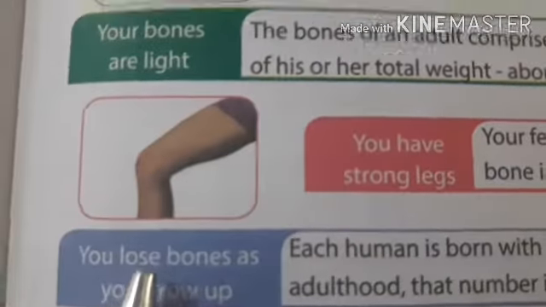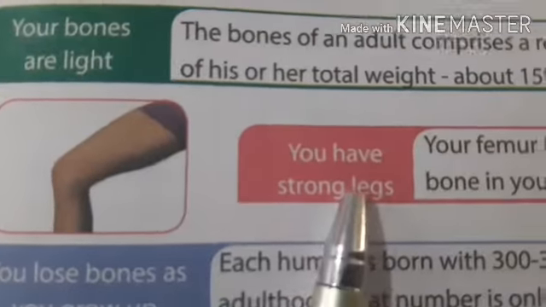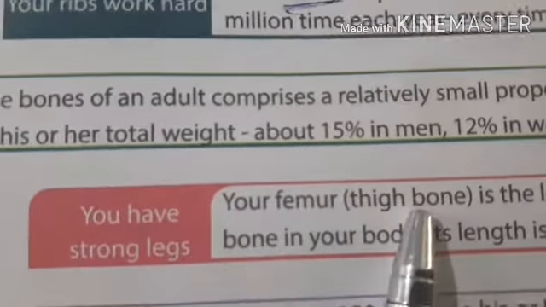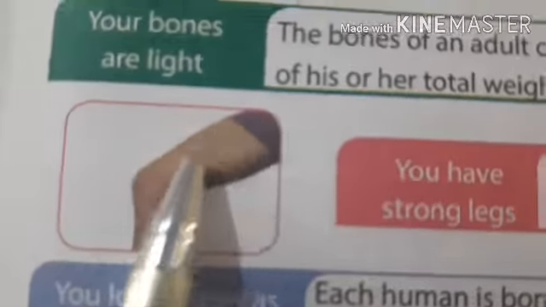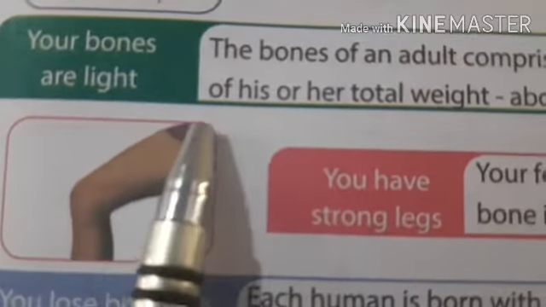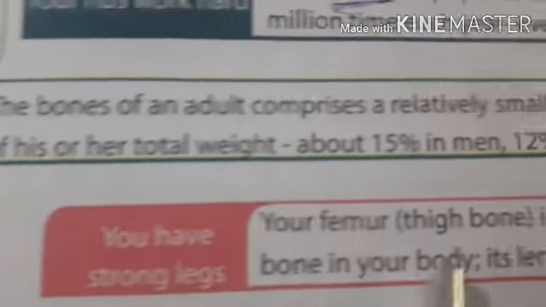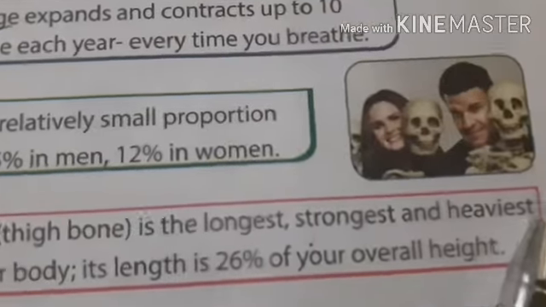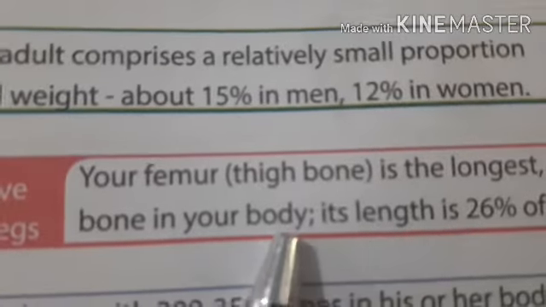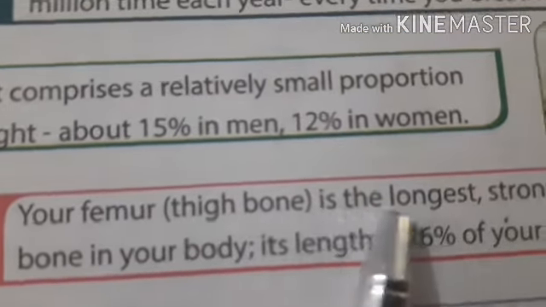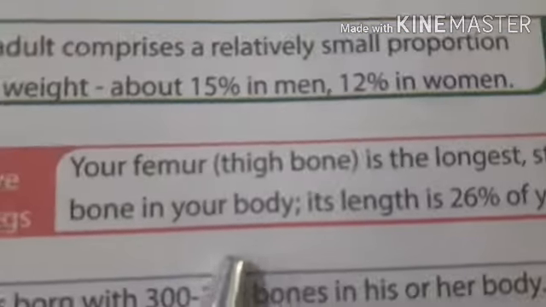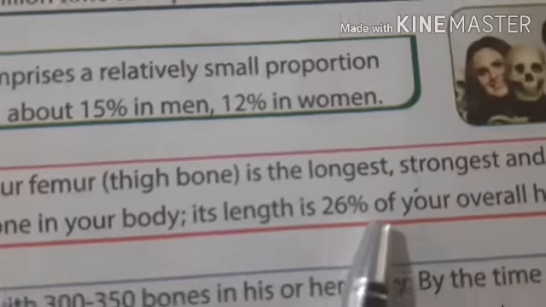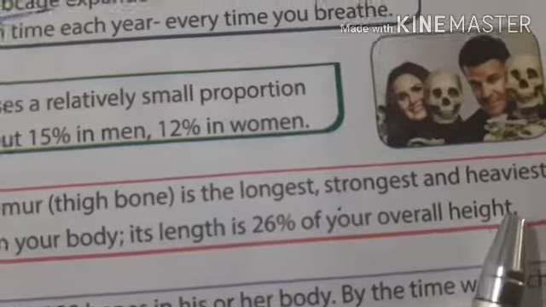Then next, you have strong legs. The femur, thigh bone, this is the thigh. So the bone in this thigh is called the femur bone. So the femur bone is the longest, strongest and heaviest bone in your body. Femur is the longest, strongest and heaviest bone in the body. Its length is 26% of your overall height.